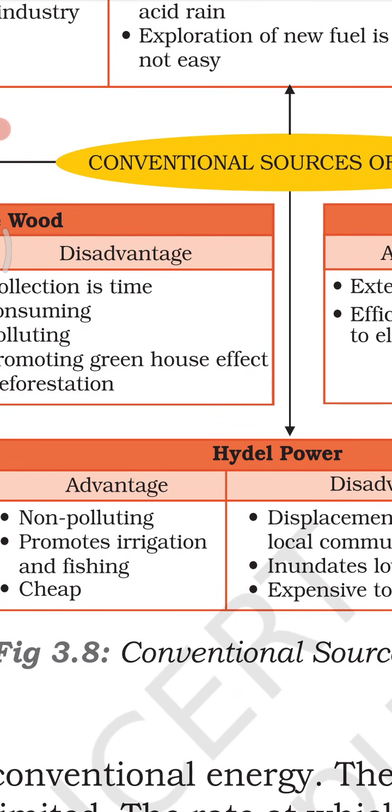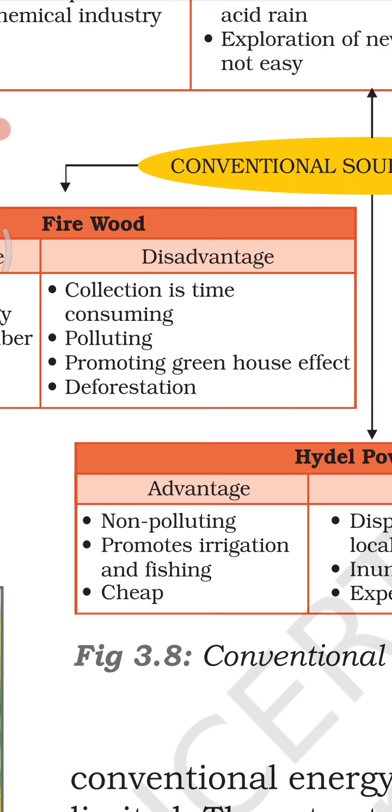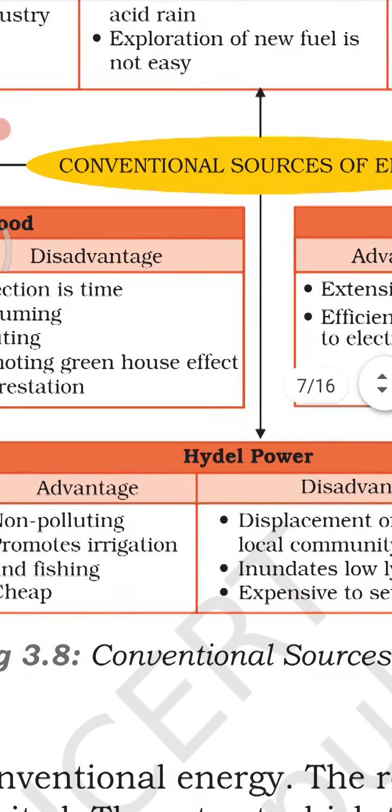Then is hydel power. Hydel power, you understand, is the power or energy that is produced through water. Non-polluting, so this is really clear that hydel power doesn't cause any kind of pollution. Then promotes irrigation and fishing, because when dams are built, the water is also diverted through channels, and that water is used for irrigation and fishing. Then cheap, yes, it's no doubt that it is cheap.